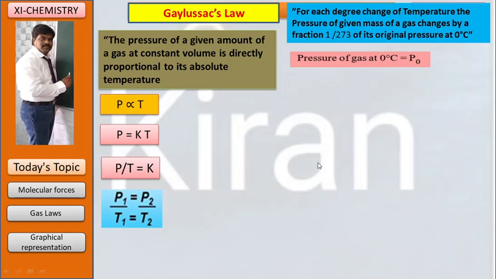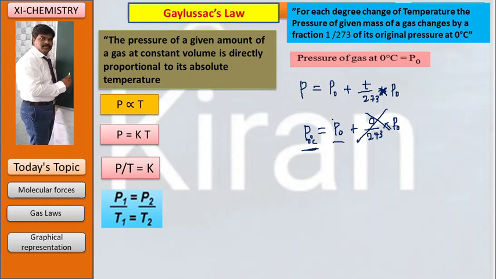Just look at the screen. The pressure of a gas at 0 degree centigrade temperature is P0. How will it be? Pressure is equal to, what is the formula? P naught plus t by 273 into P naught. At 0 degree centigrade, what will you get? P is equal to P naught plus 0 by 273 into P naught, so everything becomes 0. So at 0 degree centigrade temperature, the pressure becomes P naught.